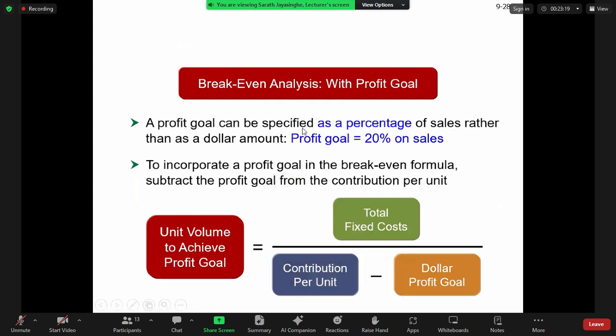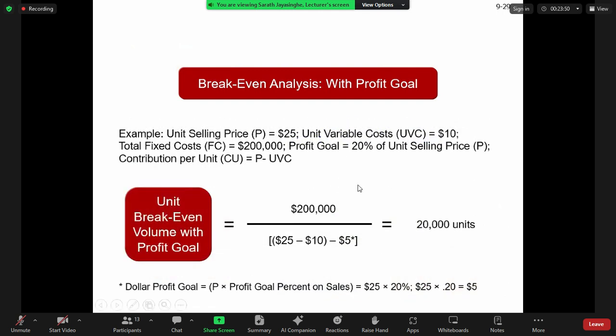A profit goal can be specified as a percentage. Now here case is percentage. So normally we are talking about, so we want 10% profit, 30% profit. In this example, they have considered 20% on sale, right? Then you can see to incorporate profit, you can change the formula. Unit volume to achieve profit goals, total fixed costs, same thing. Contribution per unit minus dollar profit goal. Take an example. These are the given information: unit selling price, variable cost, fixed cost, profit goal as a percentage.